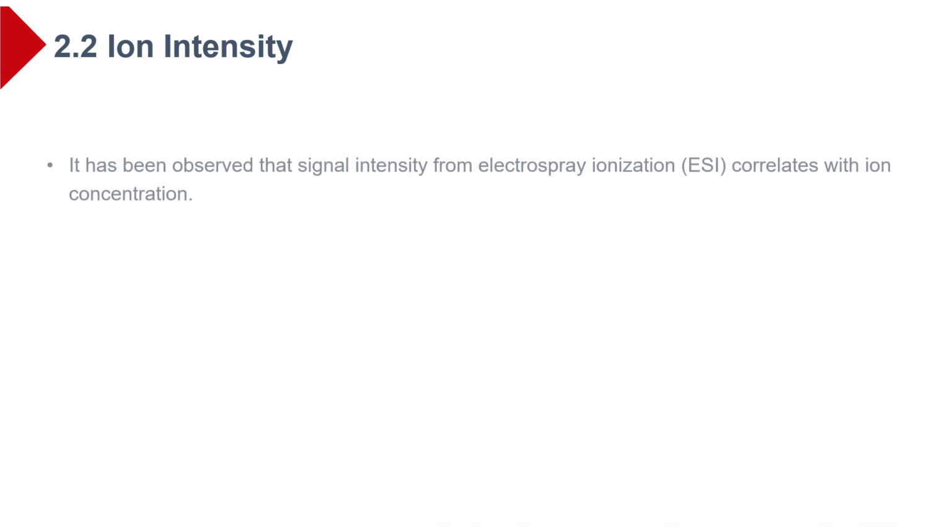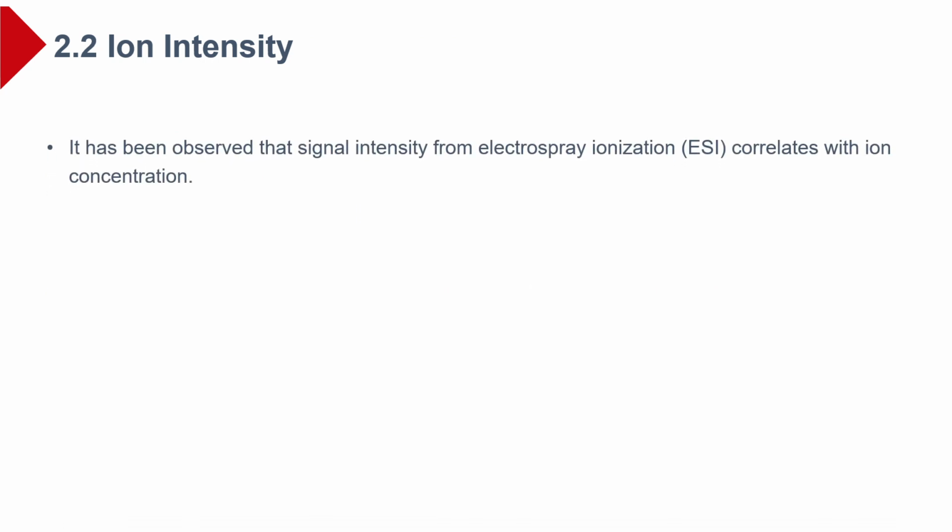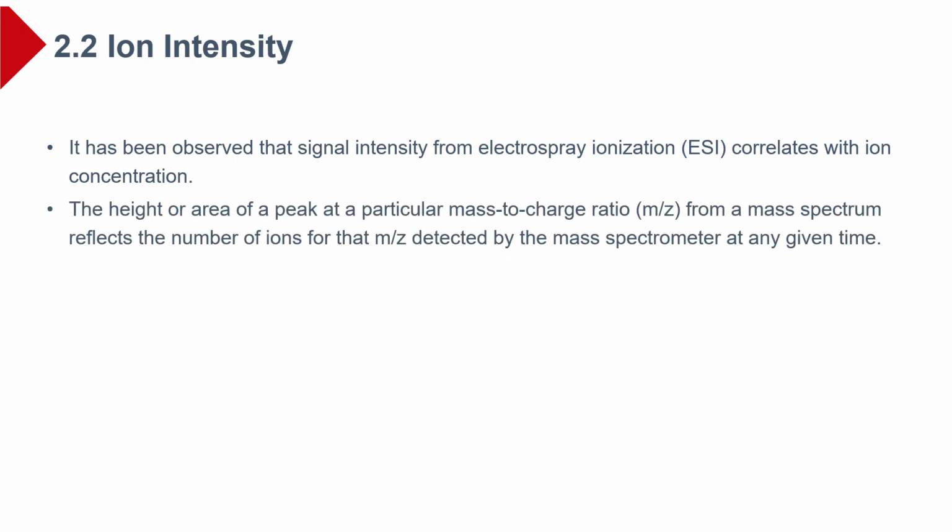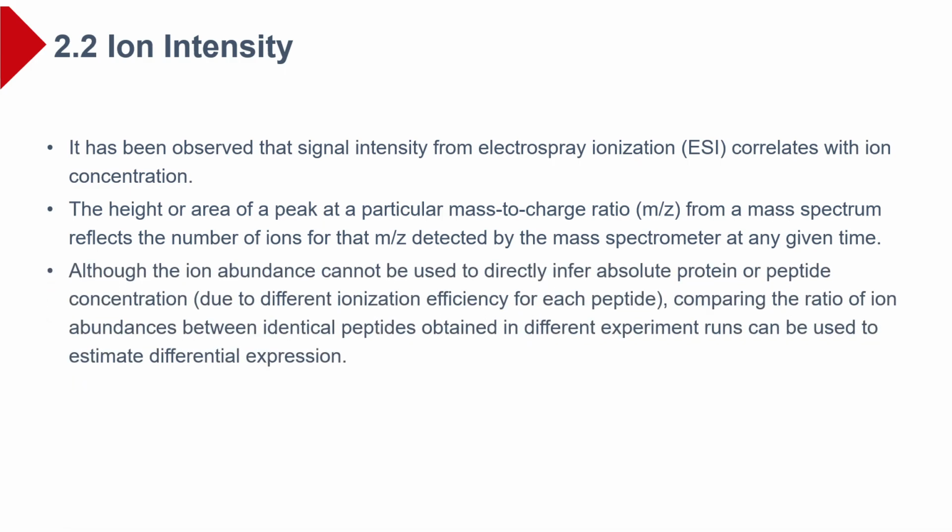As for ion intensity methods, it has been observed that signal intensity from electrospray ionization correlates with ion concentration. The height or area of a peak at a particular mass-to-charge ratio from a mass spectrum reflects the number of ions for that mass-to-charge ratio detected by the mass spectrometer at any given time, which is typically known as the ion abundance. Although the ion abundance cannot be used to directly infer absolute protein or peptide concentration, comparing the ratio of ion abundances between identical peptides obtained in different experiment runs can be used to estimate differential expression.